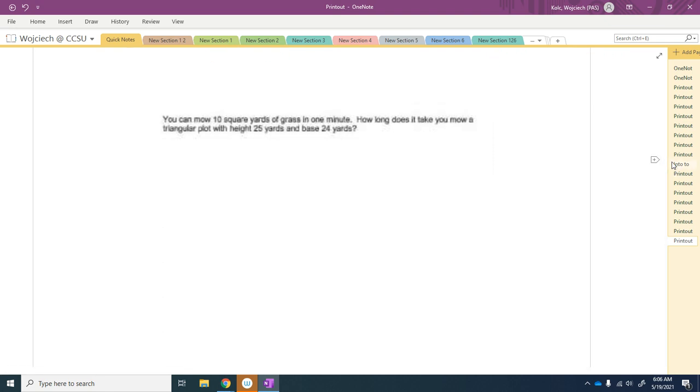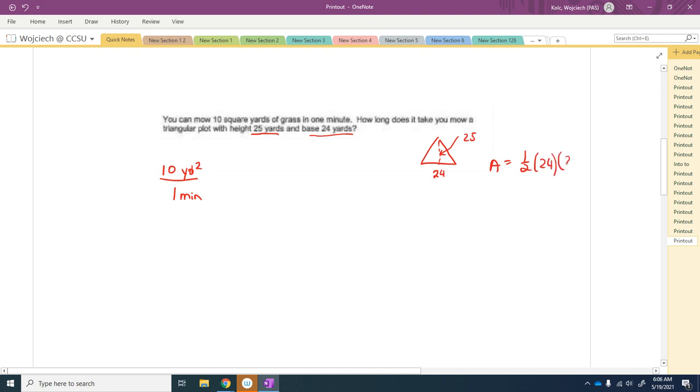All right, next question. You can mow 10 square yards of grass in 1 minute. So you can say 10 square yards in 1 minute. Now the question is, how long does it take you to mow a triangular plot with a height of 25 yards and a base of 24 yards? Let's draw a triangle. The base is 24 and the height is 25. So the area will be 1/2 times 24 times 25.